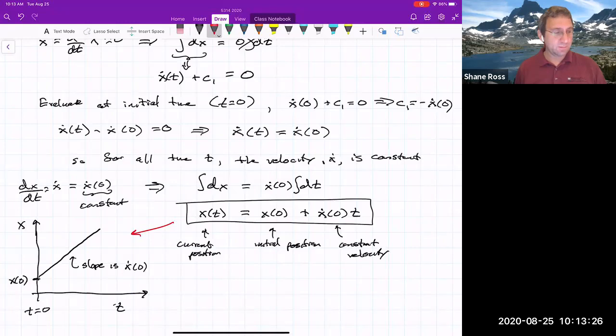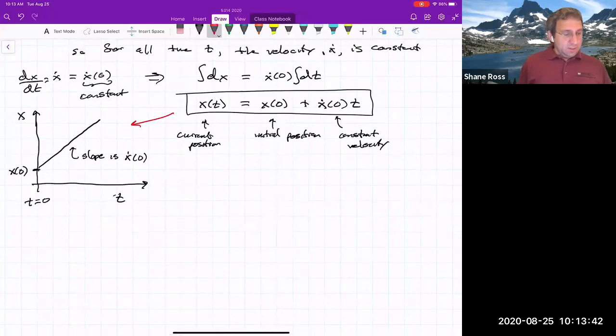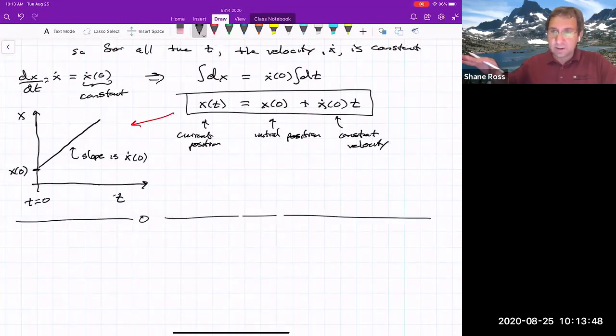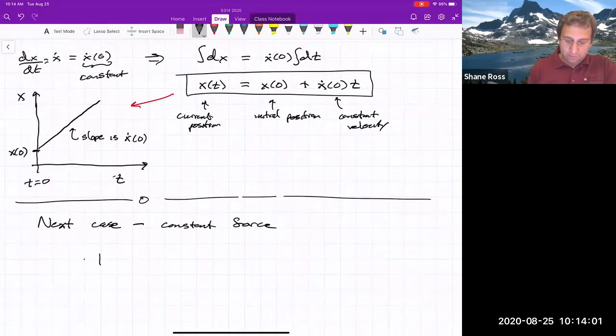All right. So that's with no force. The next simplest case is to have a constant force. So let me just draw a line. Okay, we're kind of doing something new now. The next case is the constant force. We're still in a 1 degree of freedom world.